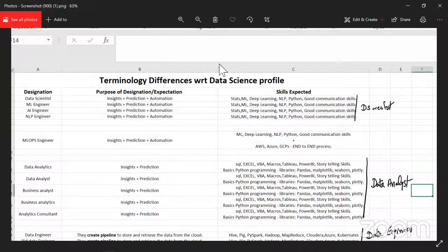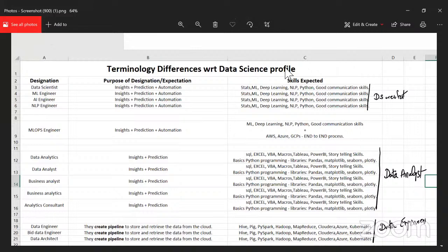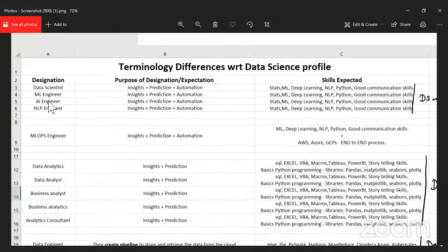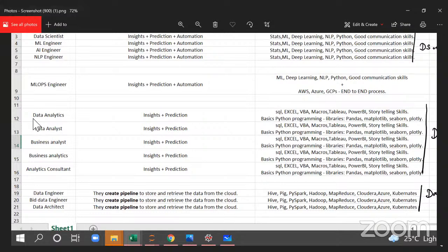So, terminology differences with respect to data science profiles. There are different designations available with respect to data science: data scientist, machine learning engineer, AI engineer, NLP engineer. These are the different designation titles with respect to data science. If you're focusing on data analysis, there are data analytics engineer, data analyst, business analyst, business analytics consultant. These are all the different titles for data analysis that we can find on Naukri.